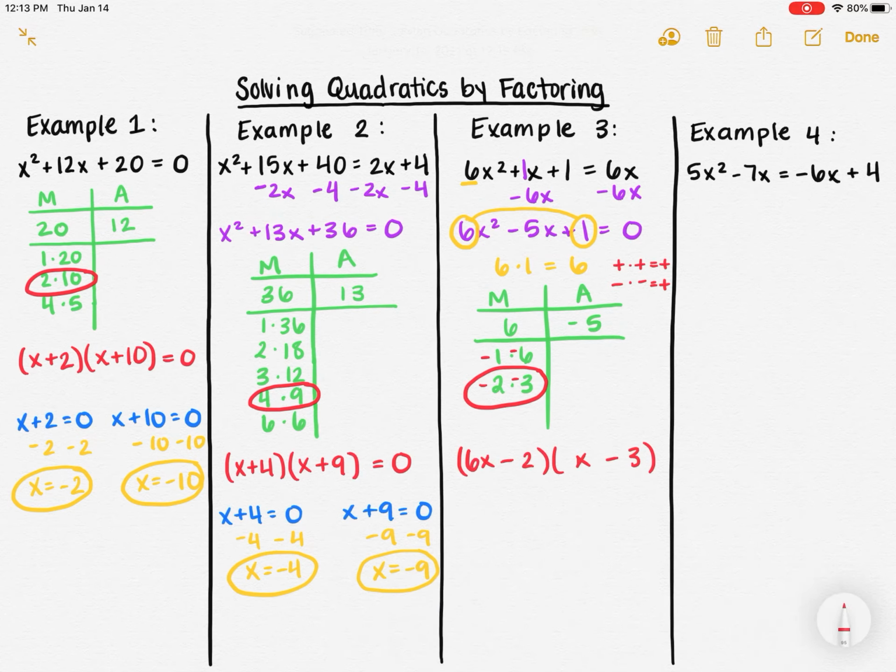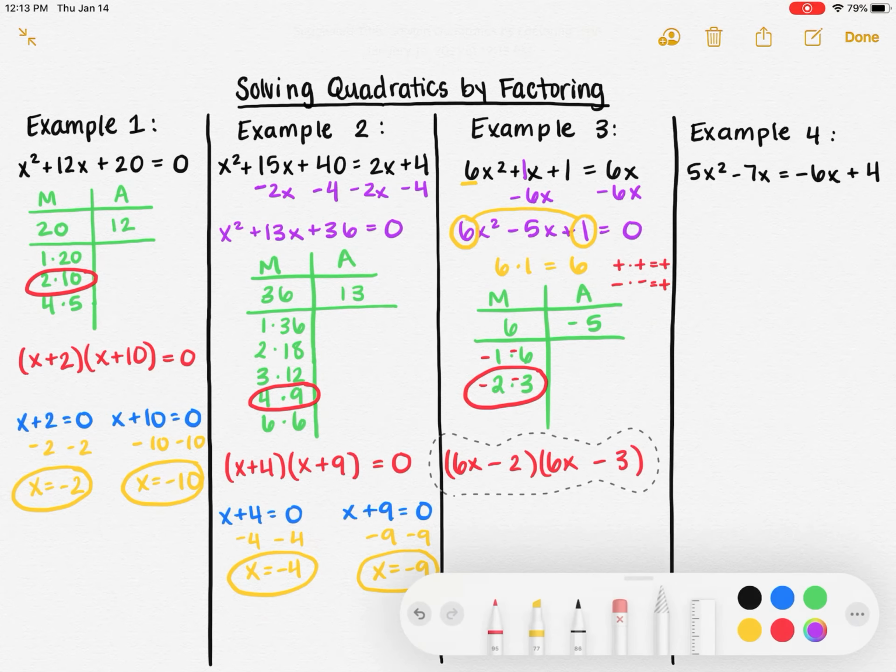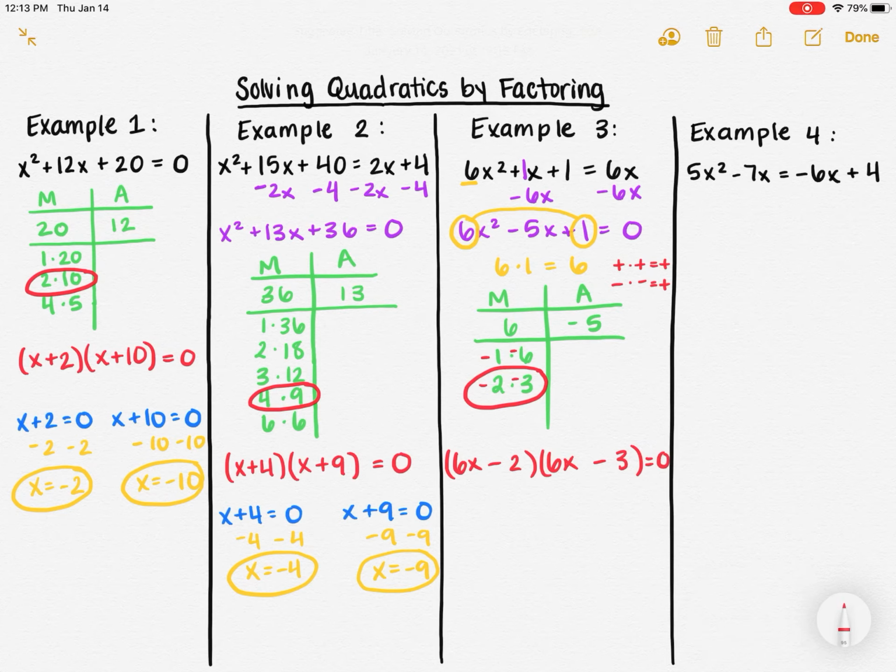We're going to put a 6 in front of both to start. Now, obviously, that's not our final answer. I forgot to make room for my equals 0. That's obviously not going to be our final answer because 6x times 6x would give us 36x squared, which is too big. We're just putting both 6's there as a placeholder.